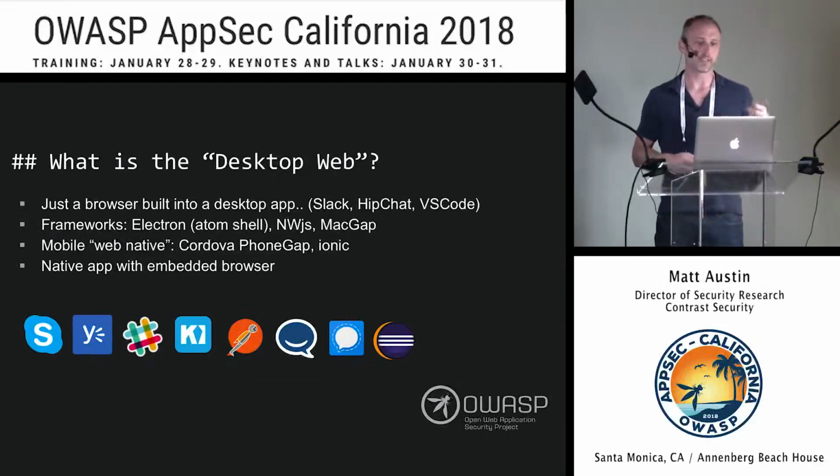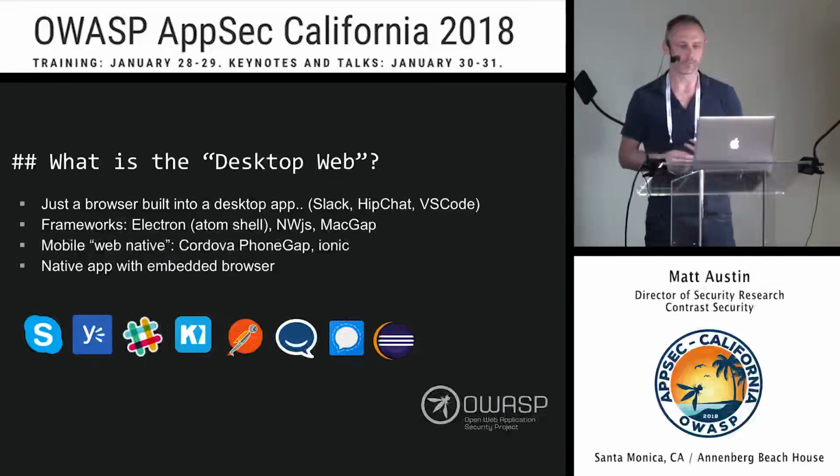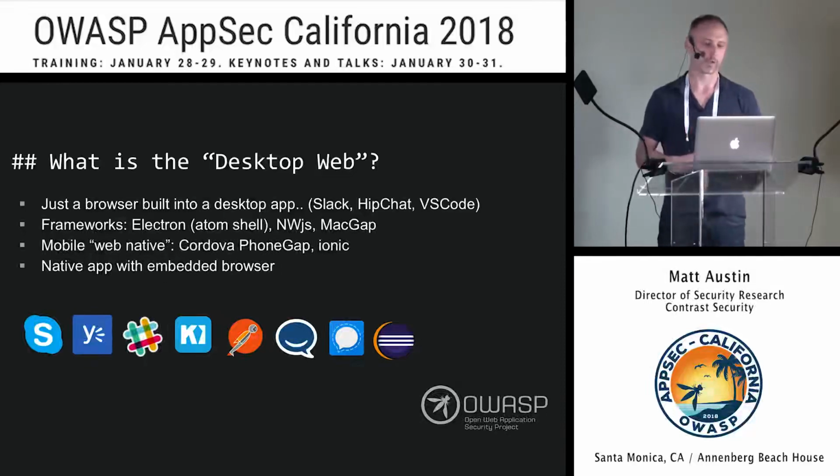So we have frameworks like Electron, and that's what Visual Studio Code is built on. It's released by, I think, a GitHub project, and their Atom Editor is also built on top of that. And there are other ones like NWJS, I think it came before Electron, and then there are frameworks like MacGap, which is a similar type of web bridge framework.